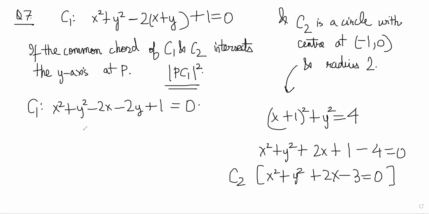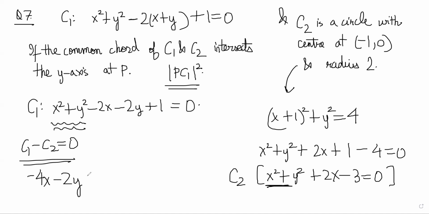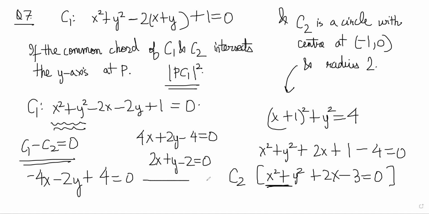Now, the theory is that the common chord equation will come if you do C1 minus C2 equals 0. You take the two circle equations, make sure that their x square and y square terms have the same coefficients, and then subtract them to get the common chord equation. So if you do that, you'll get minus 2x minus 2x, minus 4x, minus 2y, so minus 2y plus 1 minus minus, so plus 4 is equal to 0. So the equation is 4x plus 2y minus 4 is equal to 0, or 2x plus y minus 2 equals 0. That is the equation of my common chord, and it intersects the y-axis when x is equal to 0.